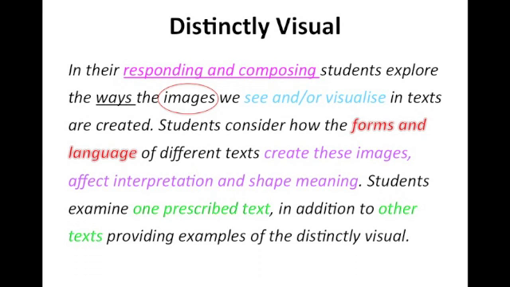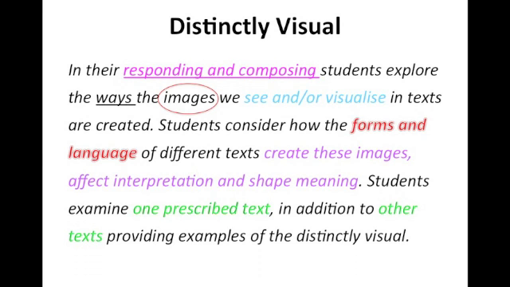Now the first thing that I've underlined here and put in pretty pink is that you're expected to respond and compose. So in your responding and composing, it doesn't just mean responding, it's also about composing and creating and being able to use the techniques to create distinctly visual images as well. And you need to be able to show in your responding and composing the ways that images we see and or visualize in text are created. So ways, again, is looking at the how. How are the images created?